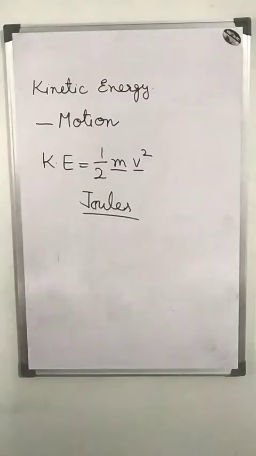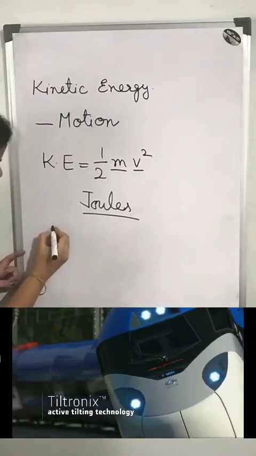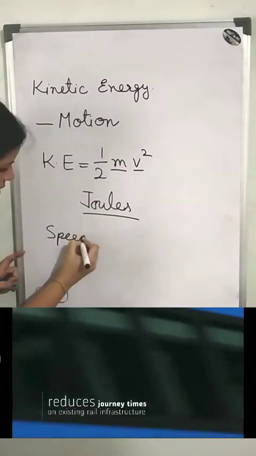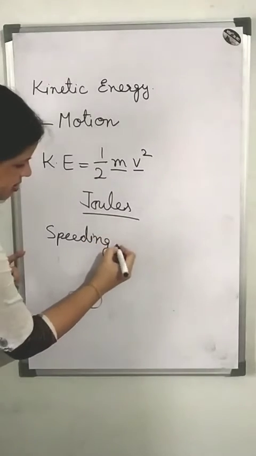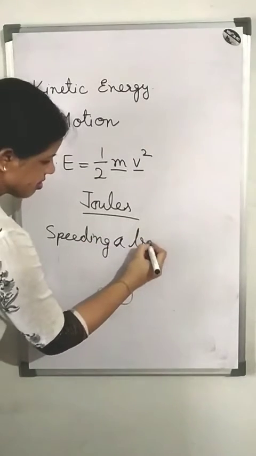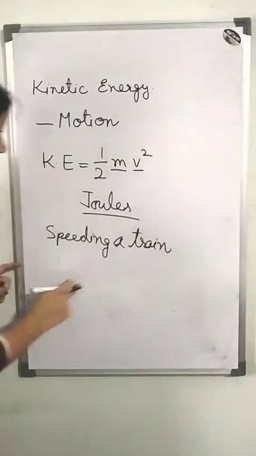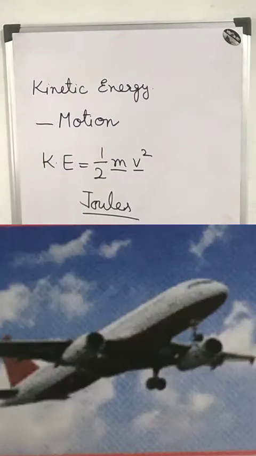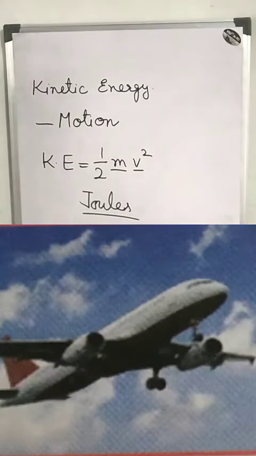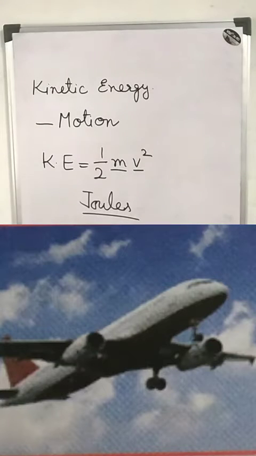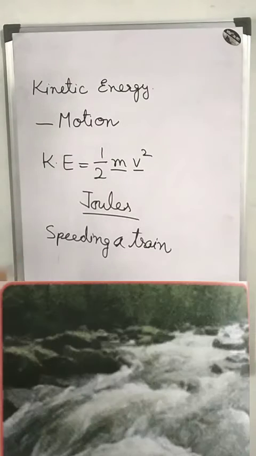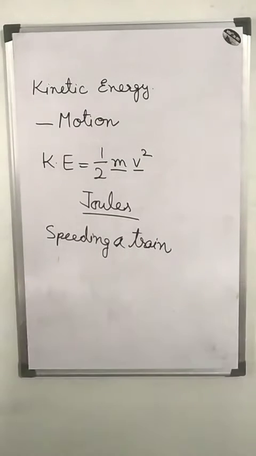Examples of kinetic energy are a speeding train, a flying aeroplane, and flowing water. These are all examples of kinetic energy.